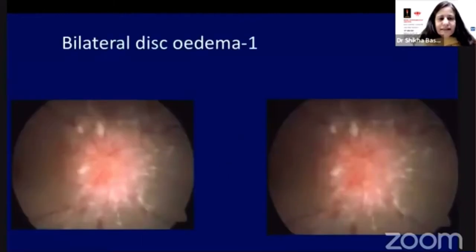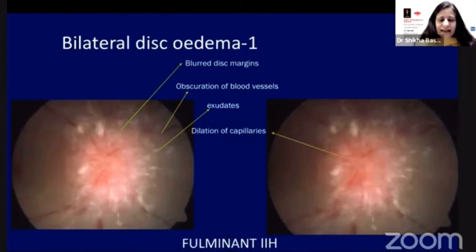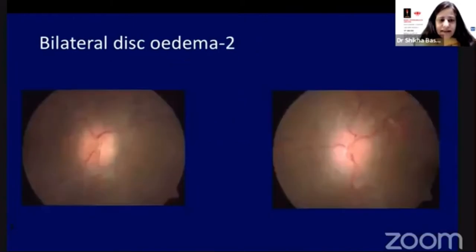Let's look at some cases of bilateral disc edema. Now, this middle-aged lady presented with a swollen disc. Obviously, the margins are blurred. The vessels are getting obscured. There is exudation at the disc. There is dilatation of the capillaries at the surface. So the patient has true papilledema. Patient had fulminant IIH.